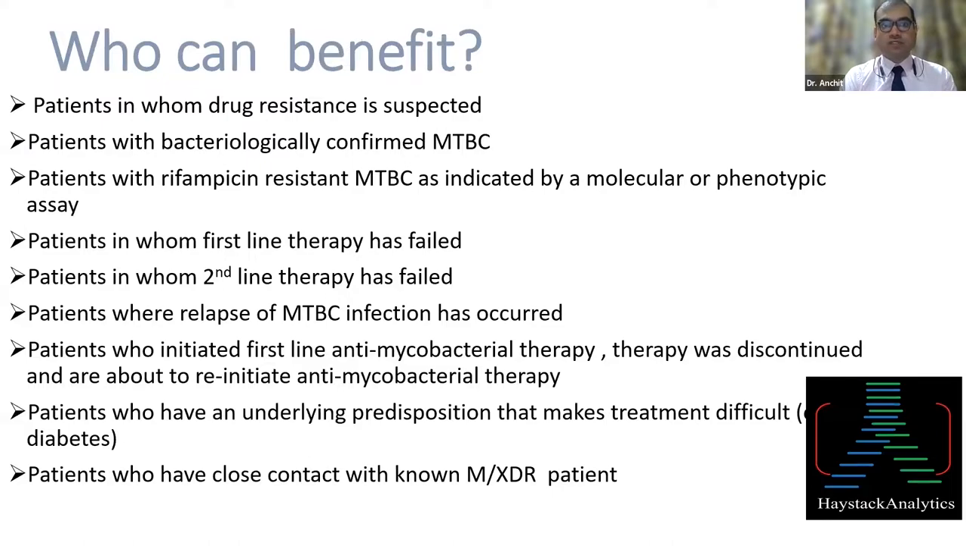So who can benefit from this? Patients in whom drug resistance is suspected, patients with bacteriologically confirmed TB, patients with rifampicin resistant TB, patients in whom first line therapy is failing or has failed, patients in whom the second line therapy has failed, patients where relapse of MTB infection has occurred, patients who initiated first-line anti-TB drugs and the therapy got discontinued due to whatever reason, and we have to reinitiate that therapy. Patients who have underlying comorbid conditions like diabetes.